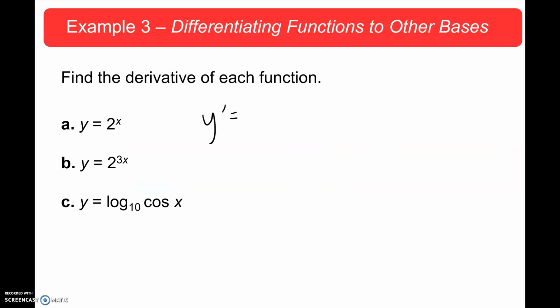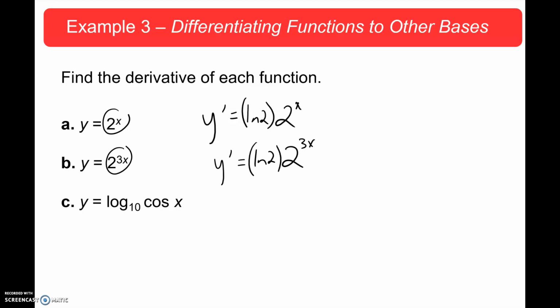Y prime equals, when I see an exponential, I just rewrite it. And then what do I need? I need a natural log of 2 to multiply by that. That's it. Okay, this requires the chain rule, so think about this. When I take the derivative, this is going to show up. I'm going to need a natural log of 2, but don't forget the chain rule, du dx. This is my u. So du dx would be 3. Derivative of 3x is 3.